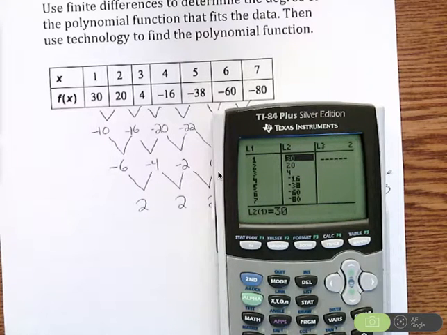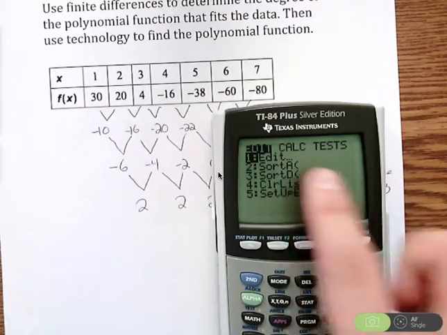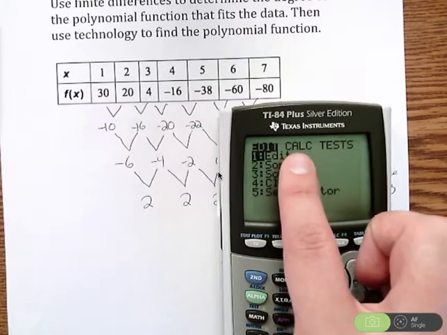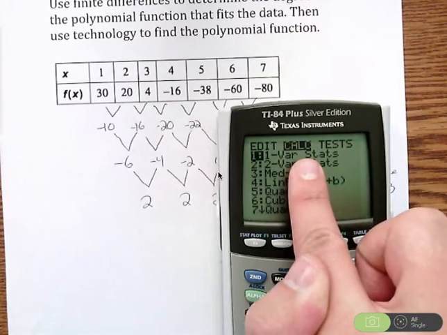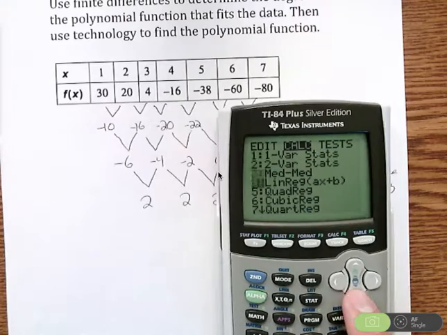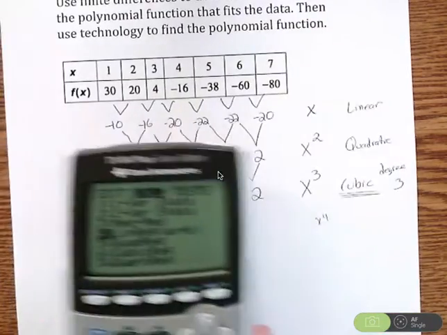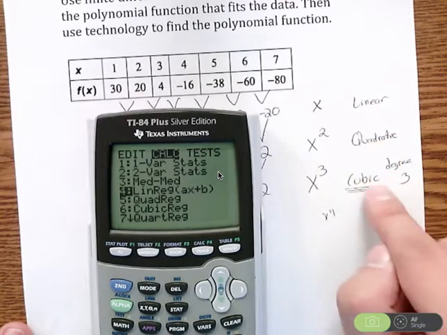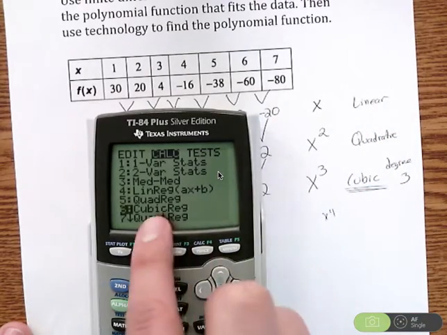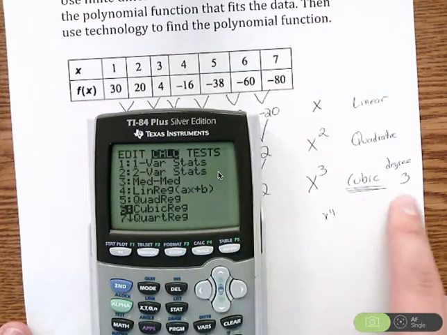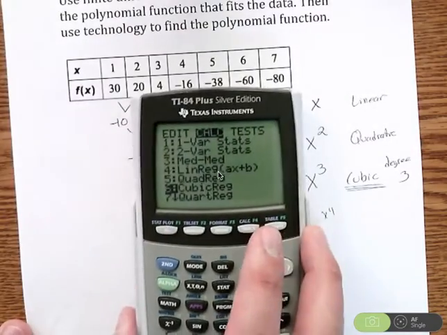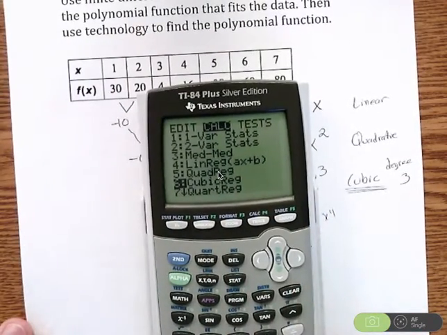Once you have them all plugged in, we're going to go back to the stat button, and we have a whole bunch of options. We don't want to edit anymore. We want to calculate what the function is. So I'm going to hit an arrow to the right to go to calc. Now we have options here. Number 4 is linear. If we would have had this top one have all the same numbers, we'd be at linear. Next is quadratic and cubic. So we're going to go down to cubic regression because that's what we found using finite differences, that this was a cubic. So I'm going to be at the cubic option, hit enter.